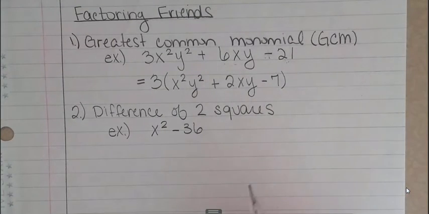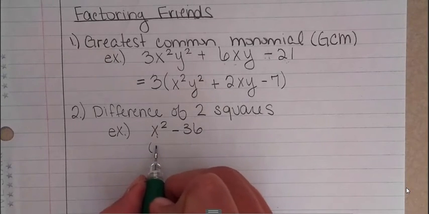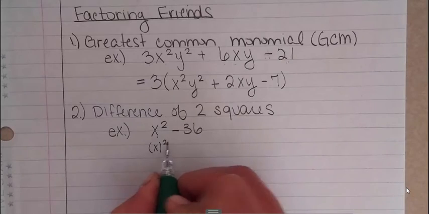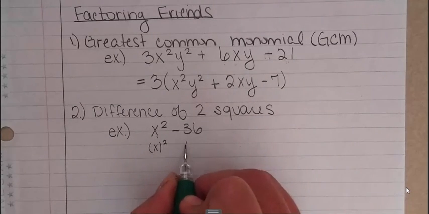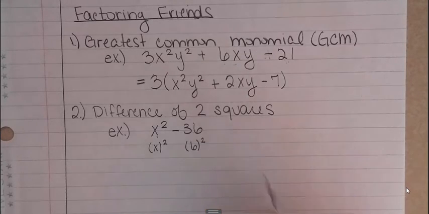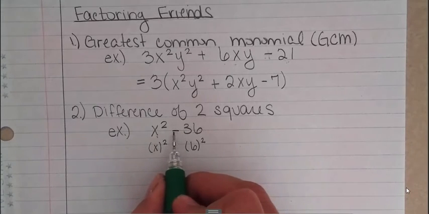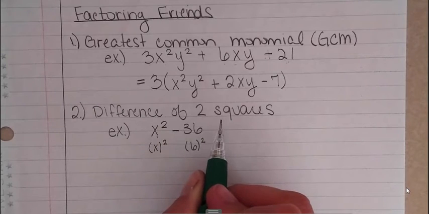Okay, so you need to ask yourself, first of all, is this a perfect square? So is the first term a perfect square? It is. It's x squared, right? So I'll write it as x squared. So basically, can I write this as 2 perfect squares? And can I write 36 as a perfect square? Yes, it's 6 squared. And is there a difference sign between them? Yes. So this is a difference of 2 squares.